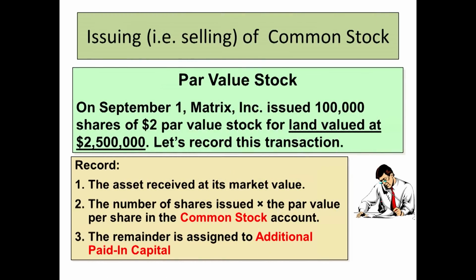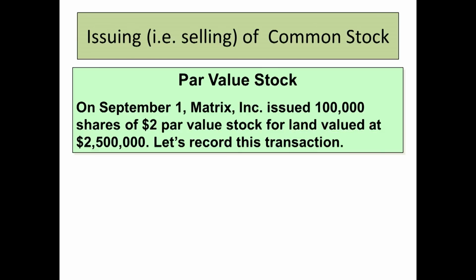Okay, you can also issue or sell stock at times, but you don't receive cash. You receive another asset. For example, you receive land. Let's look at an example of this. It's pretty similar. Let's say September 1, Matrix Inc. issued 100,000 shares of $2 par value stock for land valued at $2.5 million. Maybe there's a situation where there's a farmer south of the headquarters and they want that land. So they approach this farmer and they say, hey, we would like to purchase this land from you. And the farmer says, I'll tell you what, let's work out an arrangement. I'll give you the land, but you need to give me some stock.